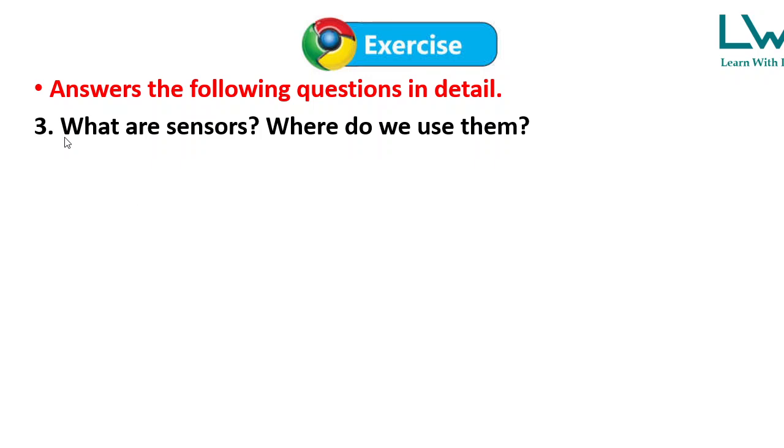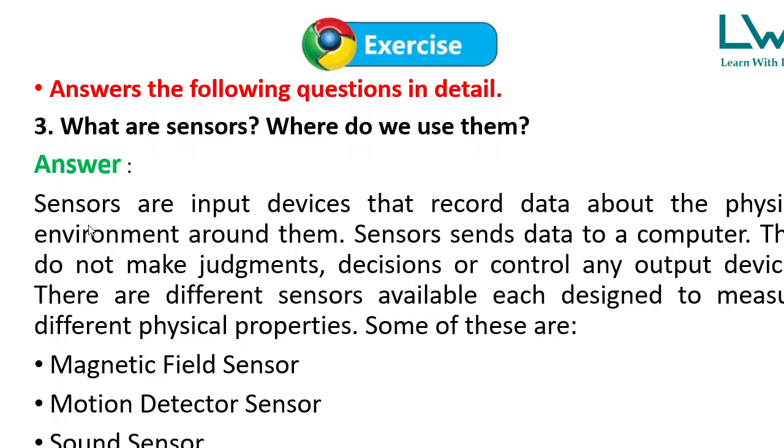Question number 3. What are sensors? Where do we use them? Sensors are input devices that record data about the physical environment around them. Sensors send data to a computer. They do not make judgments, decisions, or control any output device. There are different sensors available, each designed to measure different physical properties. Some of these are magnetic field sensor, motion detector sensor, and sound sensor.